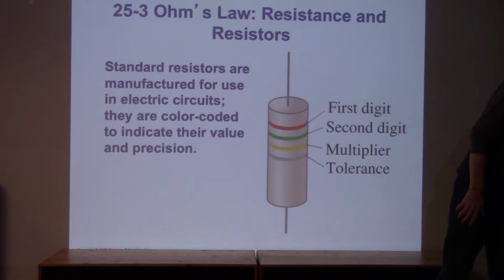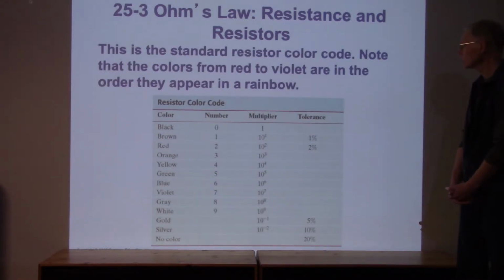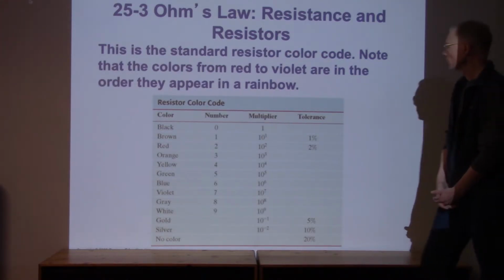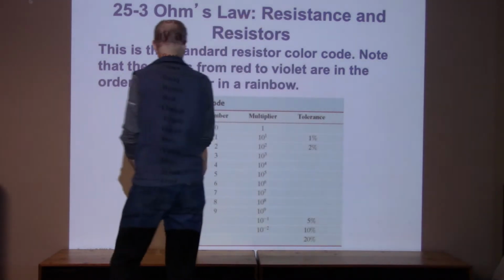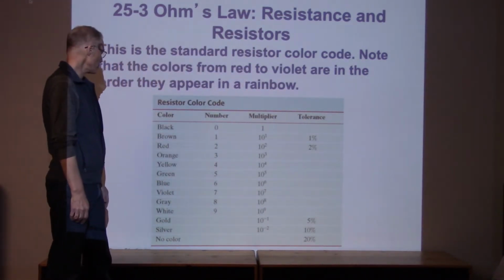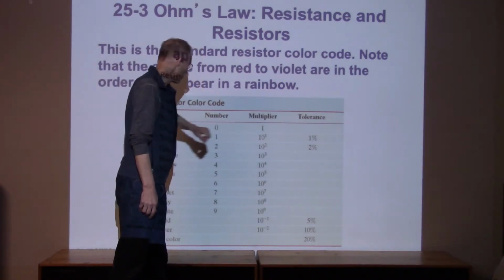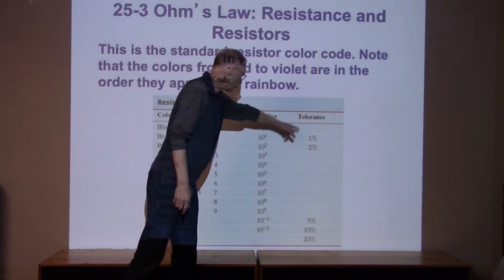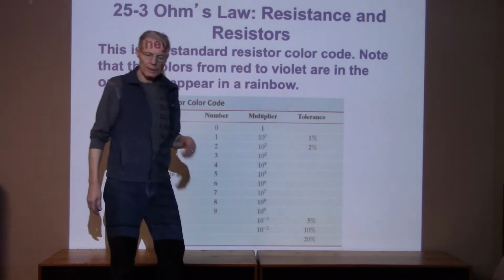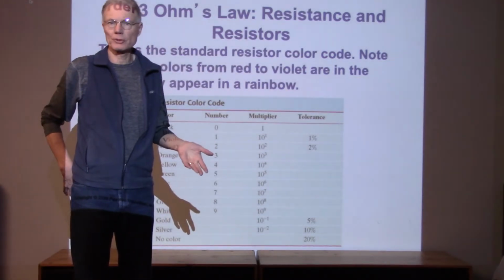The way that works, the different bands, here's a table from your textbook. The two numbers are giving you a set of values, a couple of significant figures, and then those get multiplied by some multiplier. That was the third band. And the tolerance. Here it comes down to how carefully manufactured the resistors need to be.